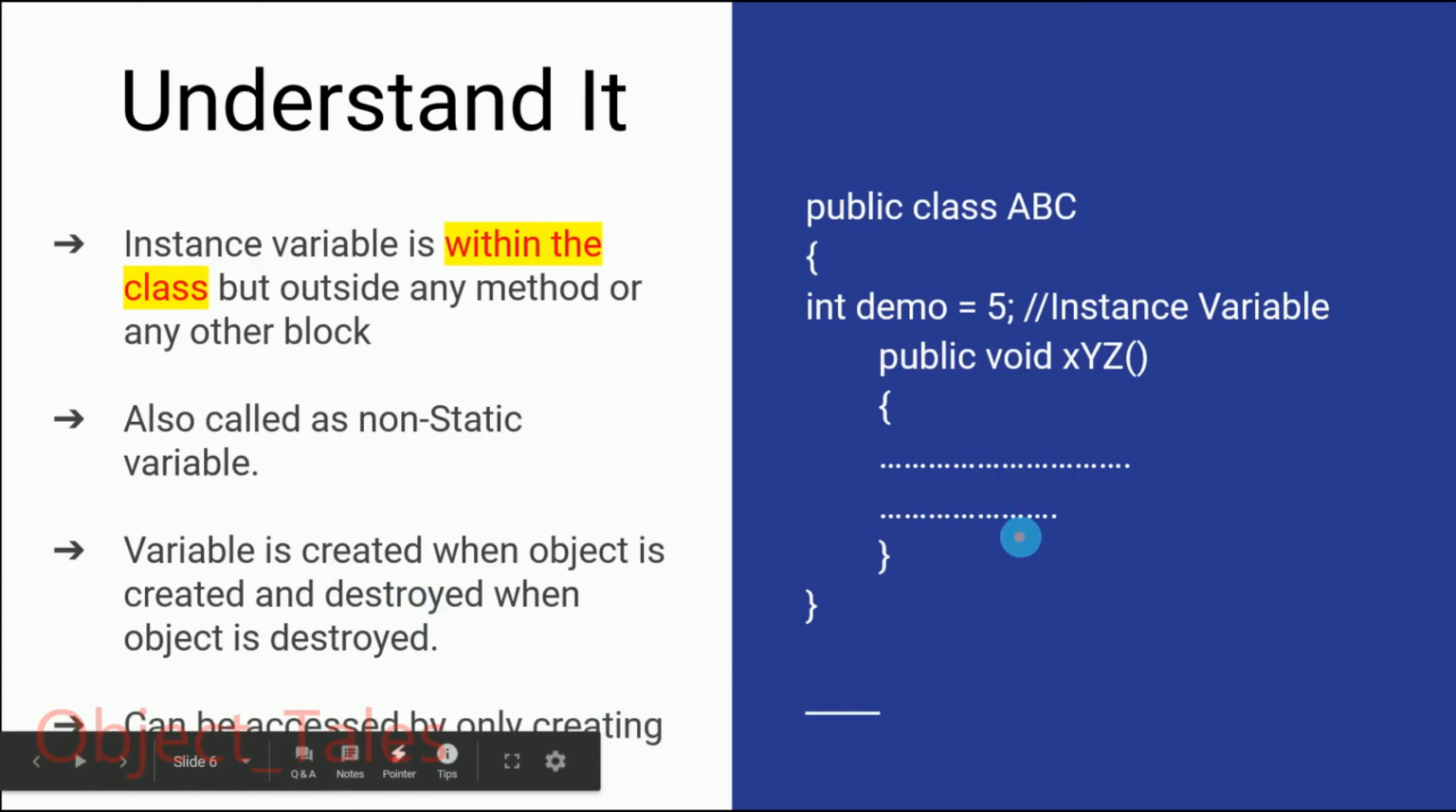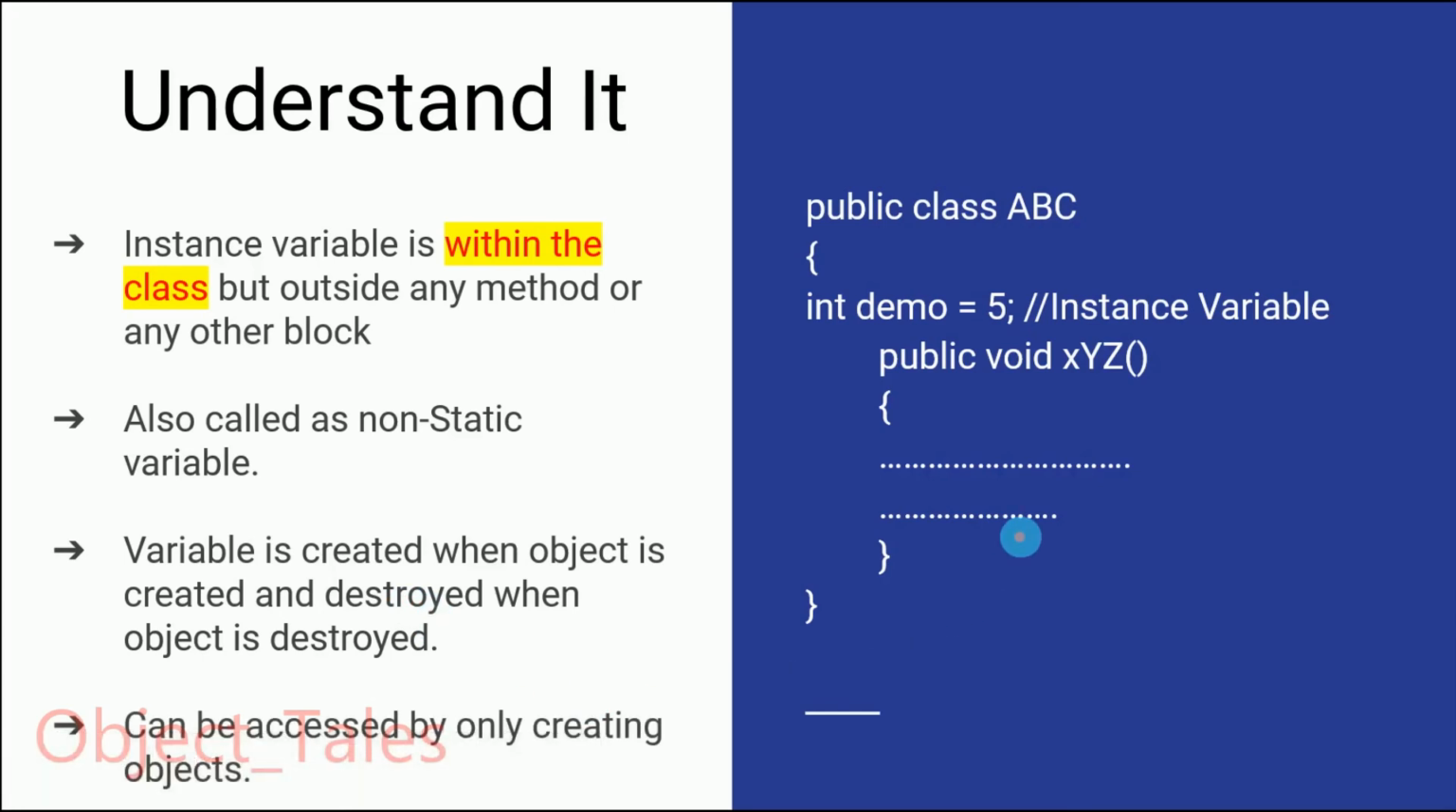Fourth point: instance variables can be accessed only by creating objects. Instance variables can only be accessed through objects. Like in the last, I will show you a program also, how it is done.